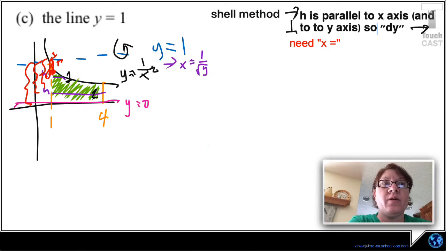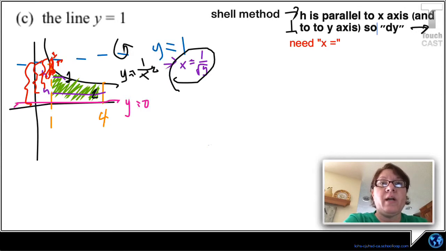And as a reminder, we are doing the shell method because h is parallel to the x-axis, or perpendicular to the y-axis. I like to focus on the perpendicular. If it's perpendicular to y, I would be using dy. So I'll need my equations in x equals. And as you can see, I've already put my equation here in x equals.